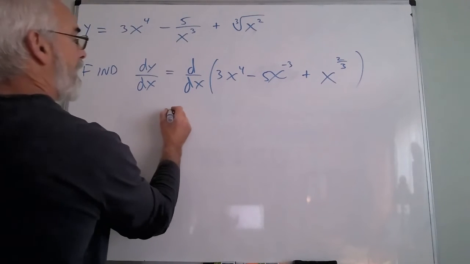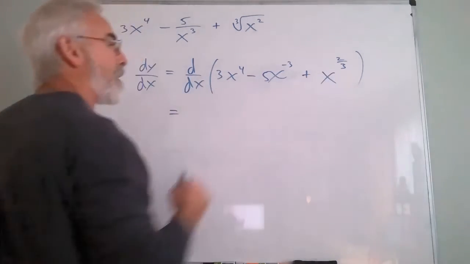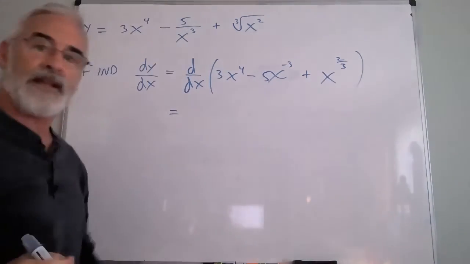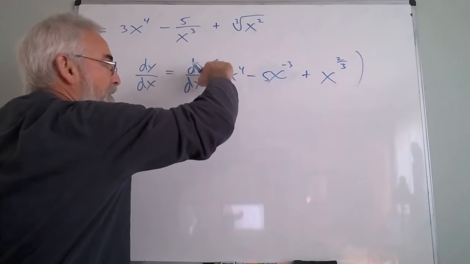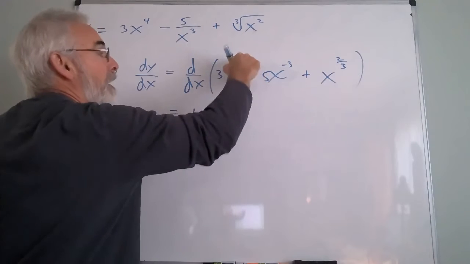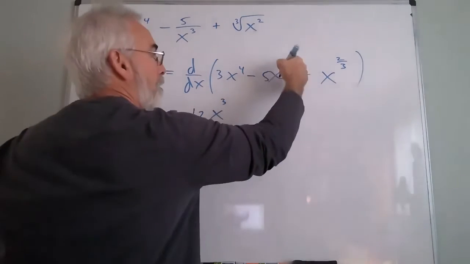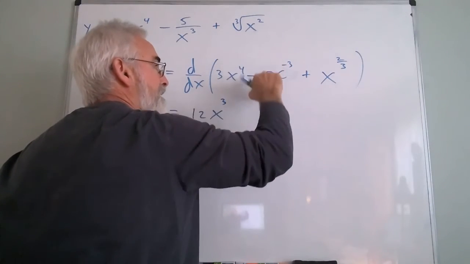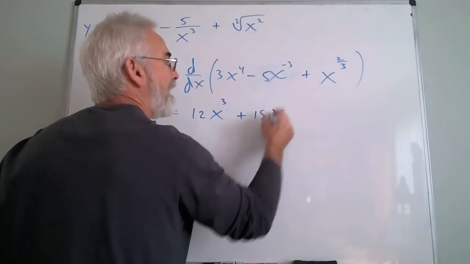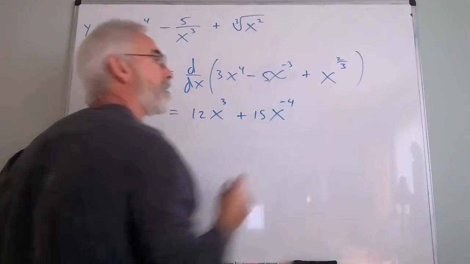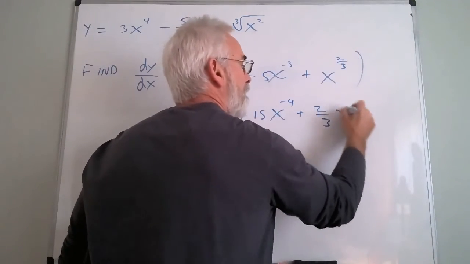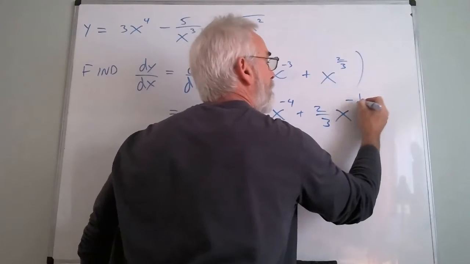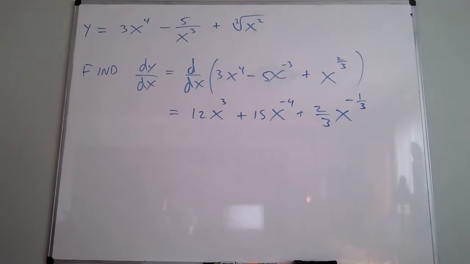So now I'm going to apply the differential operator to this quantity, and the next thing I write is the answer. There's no in between. So bring down the 4. 4 times 3 is 12, x to the third, one less. Bring down the negative 3. Negative 3 times negative 5, that'd be plus 15. Decrease the exponent by 1. Bring down the 2/3. Decrease the exponent by 1. Okay? Now, there's nothing about that that really should challenge you.